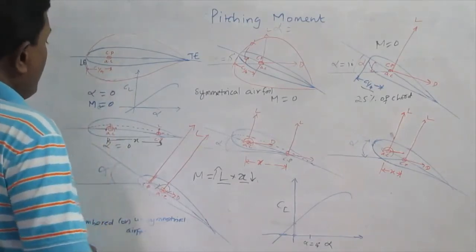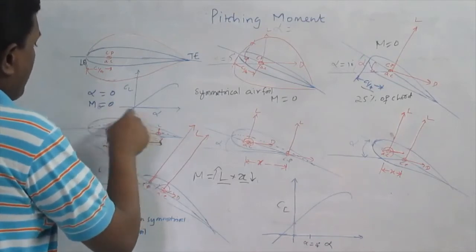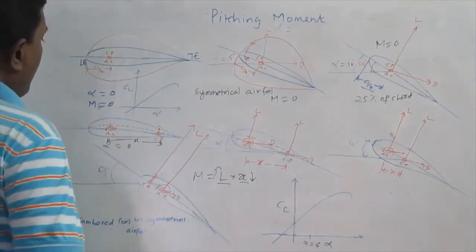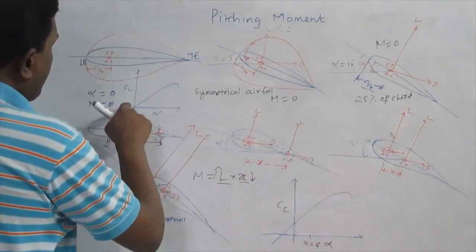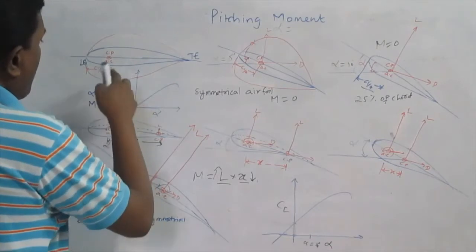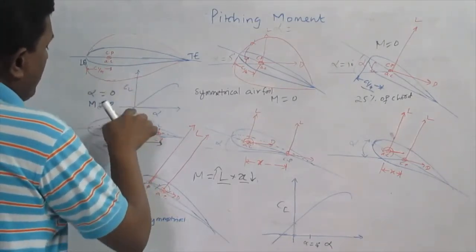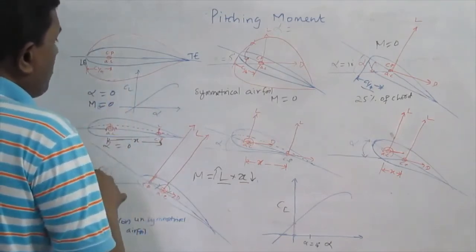In the case of angle of attack 0, the pitching moment is also 0. That is because at angle of attack 0, the lift is 0, and lift is what is responsible for generating the pitching moment. So in this case it is 0, and because of that, we don't have any pitching moment here.